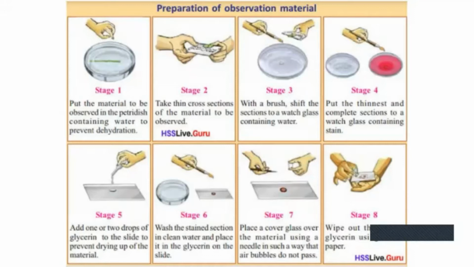Then with a brush, shift the sections to a watch glass containing water. So we are shifting all the cross sections we have already taken. We are shifting them using a brush, not using the hand. From the blade, we are shifting them using a brush into the watch glass containing water. Into that watch glass, we are shifting the cross sections using the brush.